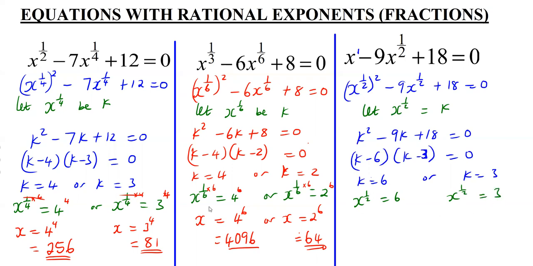Then what do we do, guys? Remember, we want to get rid of this power 1 over 2, so we raise both sides to the power 2, 2 here, 2 here. So it means that our final answer will be x equal to 6 squared, which is equal to 36. Here our x is equal to 3 squared, which is equal to 9. So our values are here. This is what you are supposed to get.